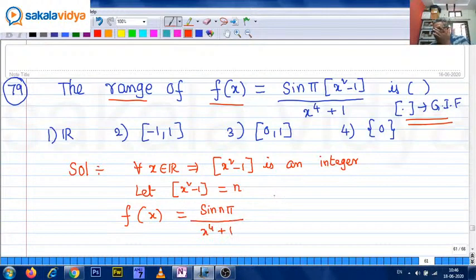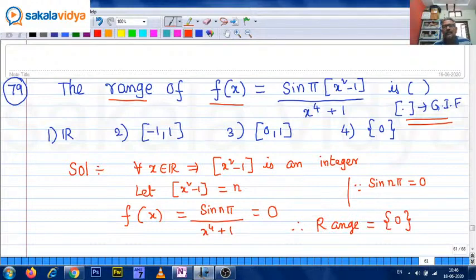X to the power of 4 plus 1 cannot become 0. So that's why, because from trigonometry sine n pi is always 0. That means function becomes constant function. F of x is always 0. Constant function means range has only singleton set, only one element. Range equals to singleton set, 0. That means fourth option is the right option, not first one.